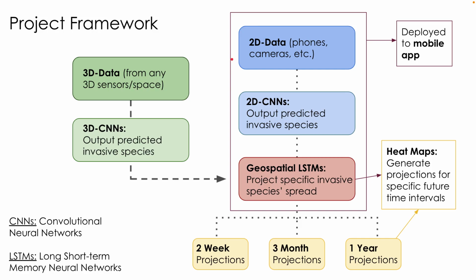And primarily I'm creating 2D and 3D convolutional neural networks which can detect invasive species via an image. The 2D CNNs can detect invasive species via a mobile app or a smartphone camera. The 3D CNNs can detect invasive species from any kind of 3D data. And these are then fed into a geospatial LSTM, which projects specific points of invasive species spread in the future, enabling researchers and field workers to take action on invasive species before it's too late.